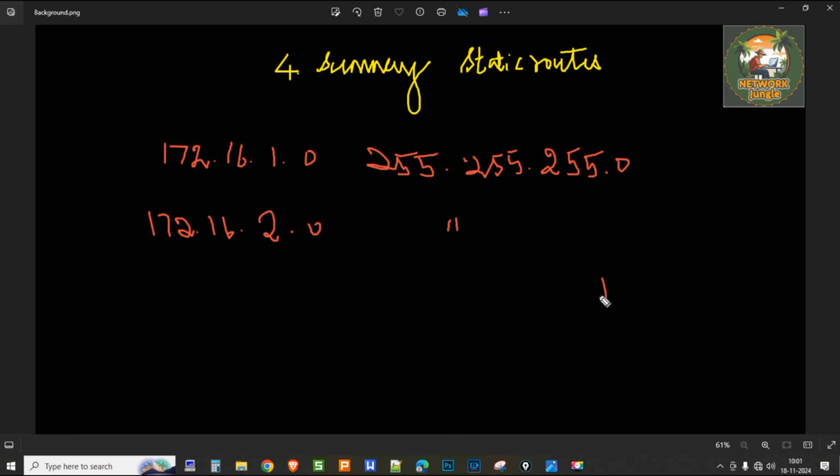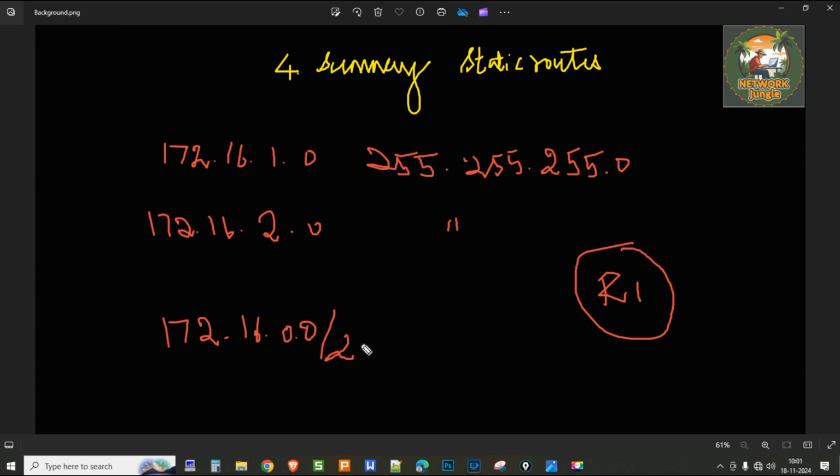In the R1 router, it can reduce the lookup table by combining the subnet mask to /22. So instead of /24, it can reduce the lookup table to forward the traffic. We can use another router also, 172.16.3.0.